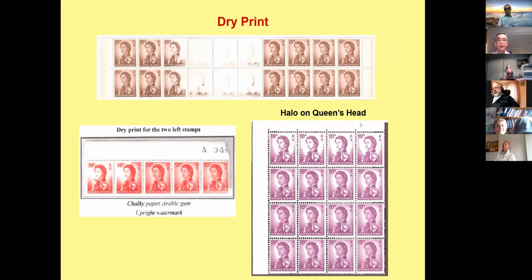So this is a sort of dry print. You can see from here that in a double strip of the Chinese 5 cents, the middle part becomes almost having nothing printed on it. And this one is also a dry print, so that there would be insufficient ink in the cells. And this is interesting: you get a halo on the Queen's head.